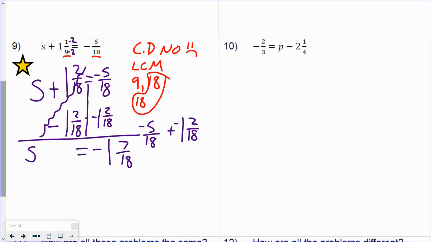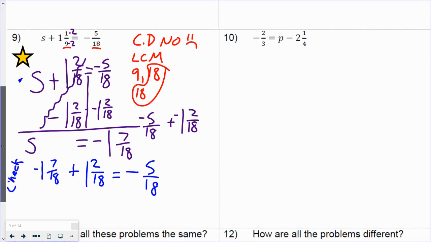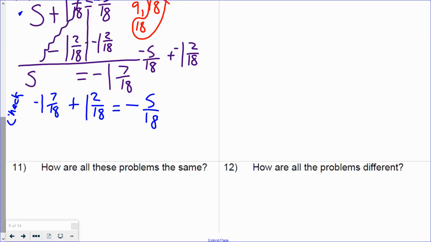All that's left is to check our fancy work. Okay, I'm going to use the equation that I wrote with. Okay, so I am going to replace, put 1 and 7/18 where S was. I'm going to add 1 and 2/18 to it. Let's see if we get a negative 5/18. That's all you're doing when you're checking your work. Okay, just replacing that variable with what we found.